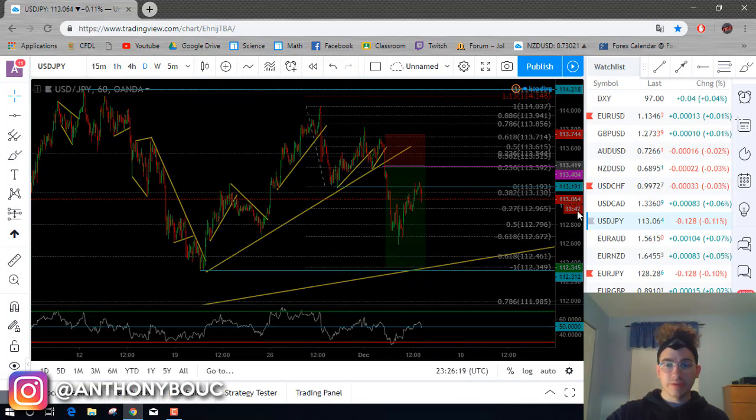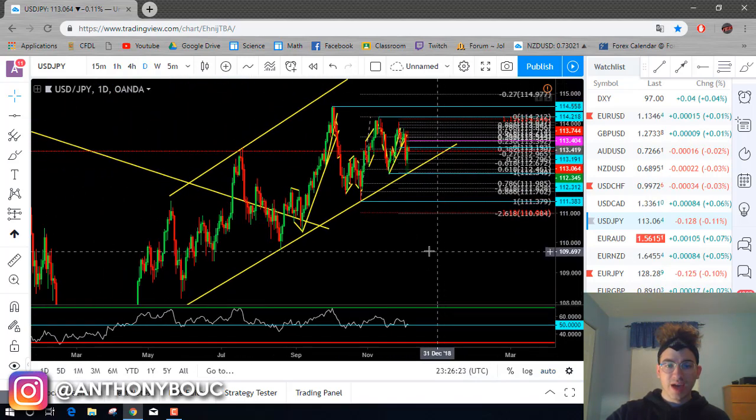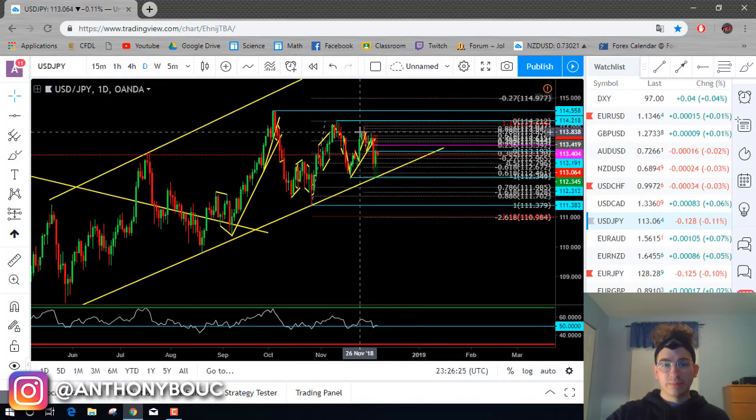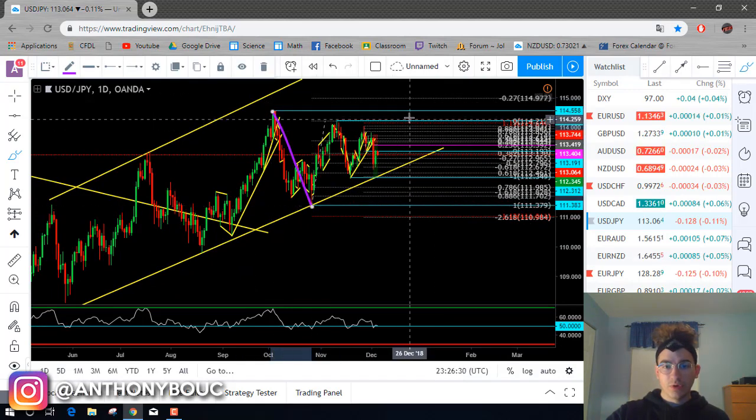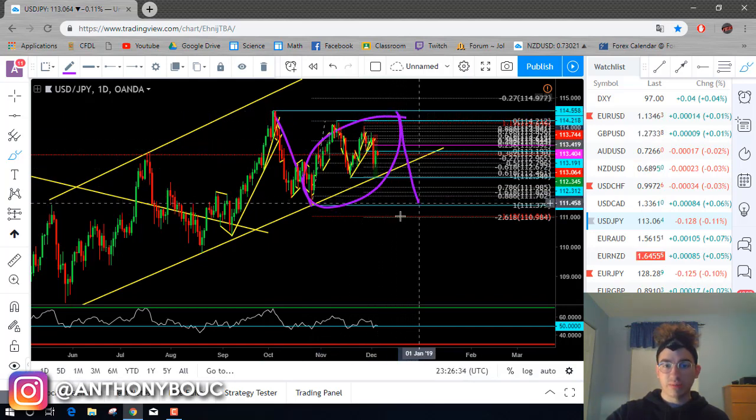So let's go on the daily. On the daily chart, what we have now is an incomplete pattern, because we are probably in the second wave, and that means that eventually we could see some more downside here to complete this pattern.